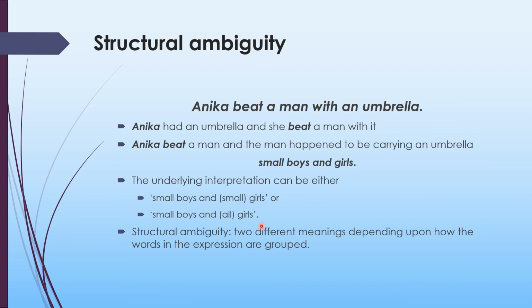So this form is referred to as structural ambiguity. Structural ambiguity refers to different meanings depending upon how the words in the expression are grouped. Whenever we refer to this ambiguity, we are not clear about the meaning of the sentence because of its structure. We refer to those phrases and sentences as the result of structural ambiguity. The structure is not clear, so those sentences can have different meanings.